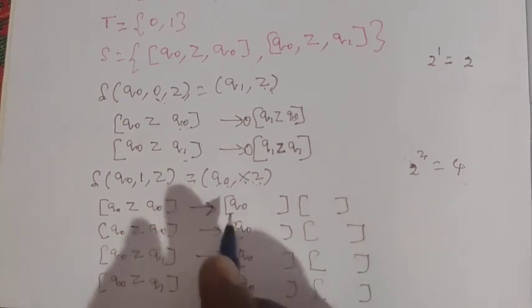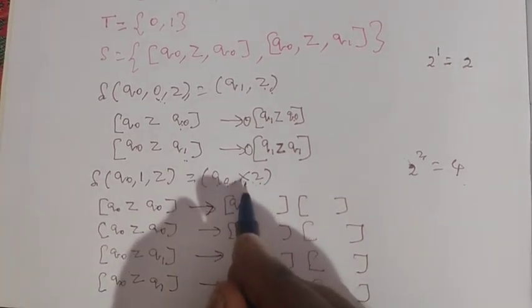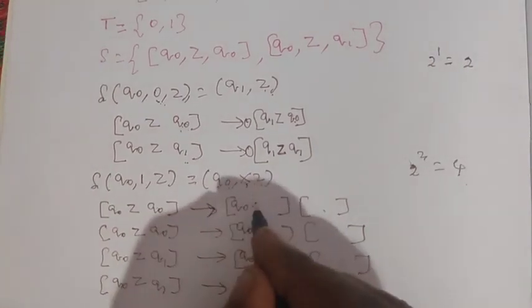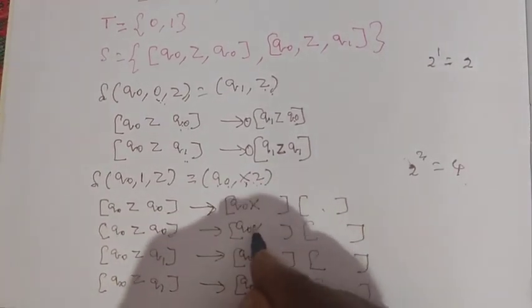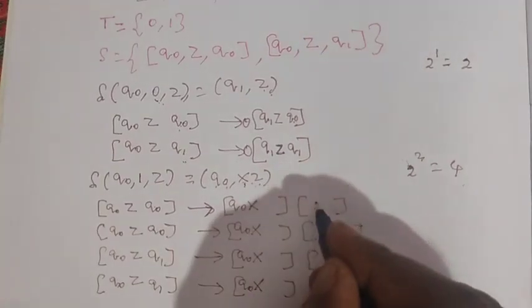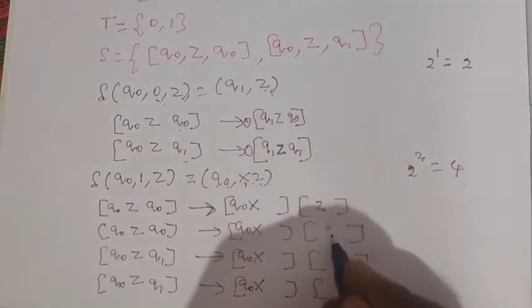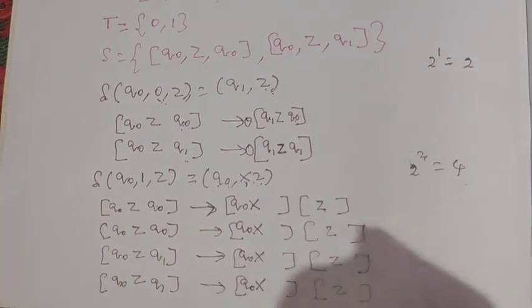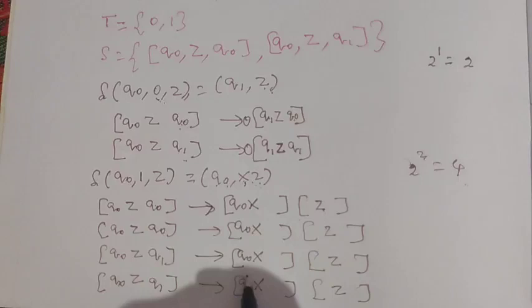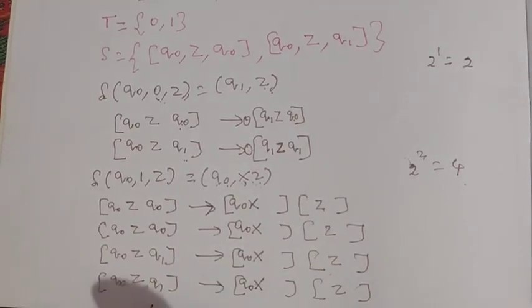Now, what is the input symbol here? First we have to write X here. X is for this one and Z is for this one. So write X in the middle, X in the middle, X in the middle and X in the middle. And here you have to write Z in the middle, Z in the middle, Z in the middle, because we have 2 symbols on the stack. One is for X and another is for Z.